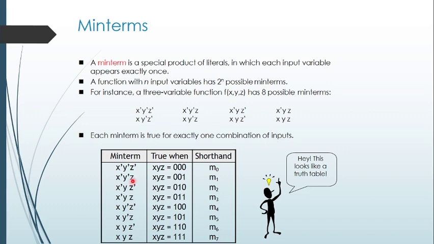So this is just like your whole truth table. All the possible values are here: M0, M1, M2, M3, M4, M5, M6, and M7. Why are there 8? Because we have 3 inputs.